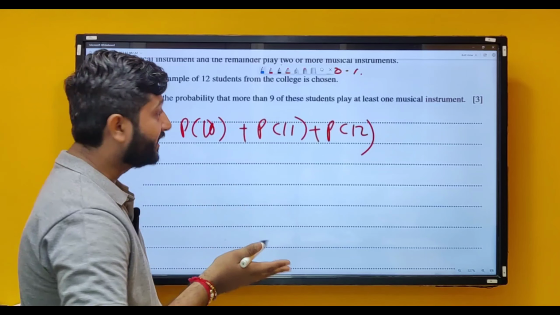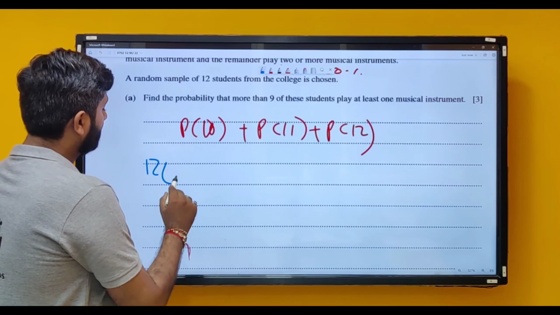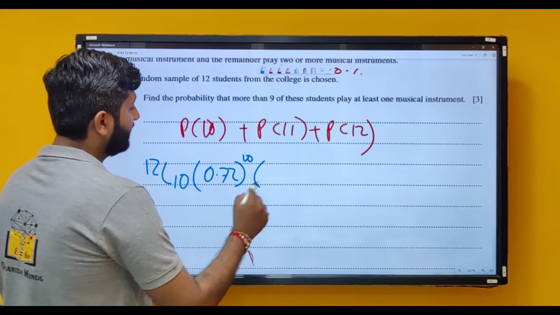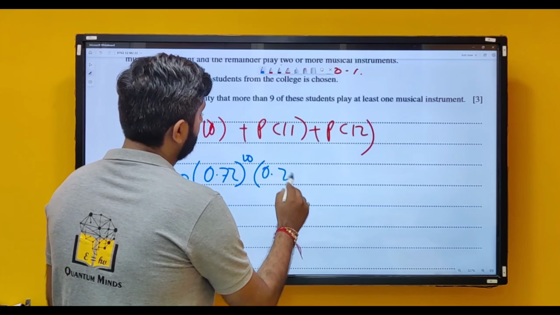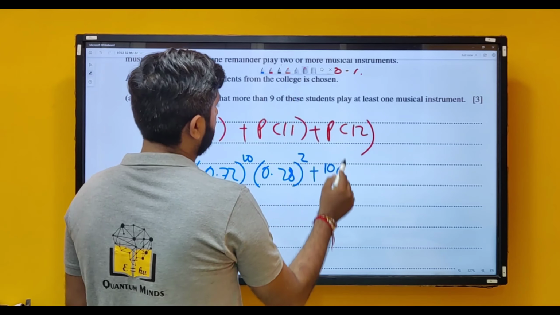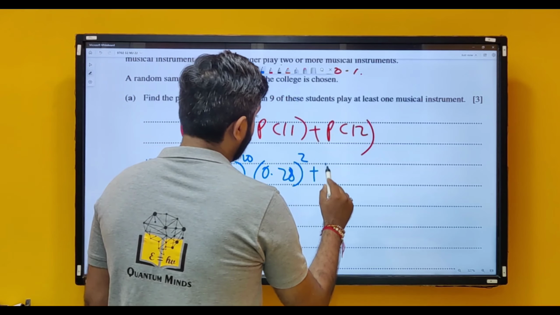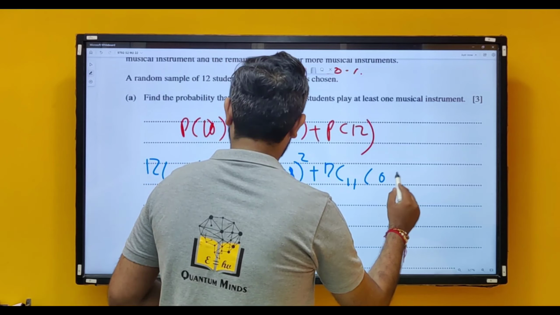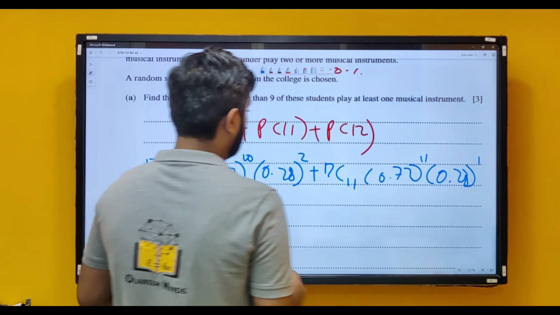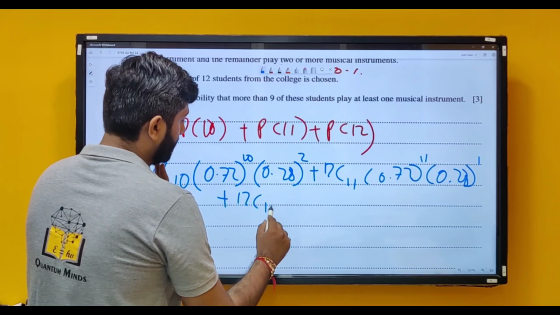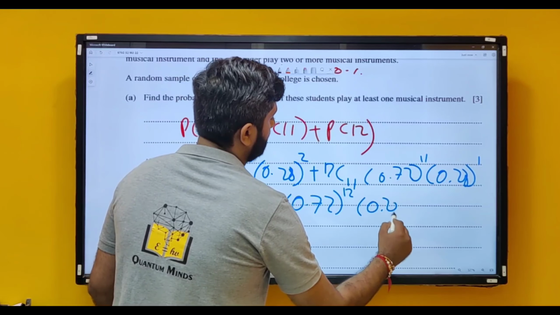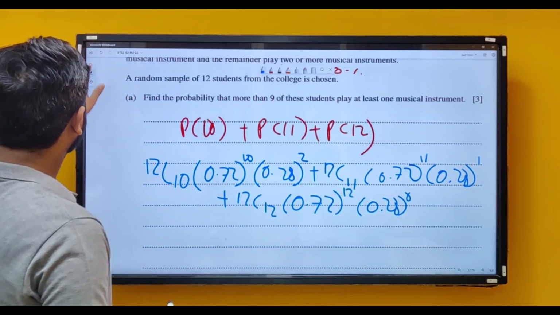So by using the binomial formula, 12C10, probability of success which is 0.72 power 10 and failure which is 0.28 power 2, plus 12C11, probability of success power 11 and probability of failure power 1, plus 12C12, 0.72 power 12 and 0.28 power 0.